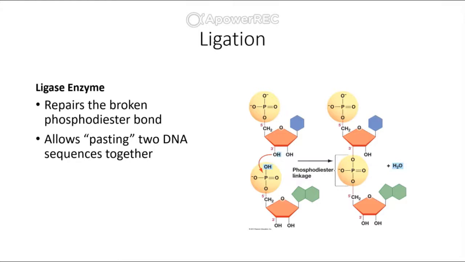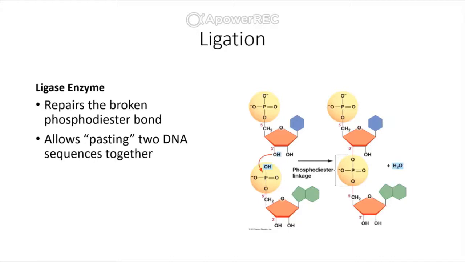Okay, the next enzyme we're interested in is the ligase enzyme. And as we've talked about before, it will repair the broken phosphodiester bonds. So we've cut with the restriction enzymes, and this process allows us to paste two DNA sequences together. So you can see right here that we have the phosphate group on the 5' end of the ribose sugar, and on the 3' end we have the hydroxyl group. And this phosphodiester linkage is created between these two nucleotides.